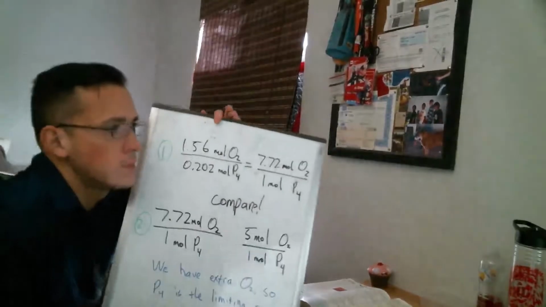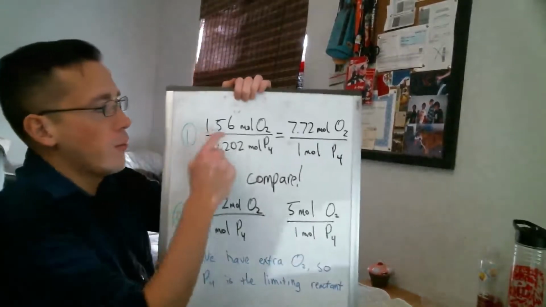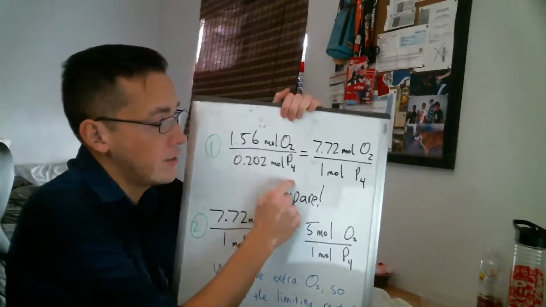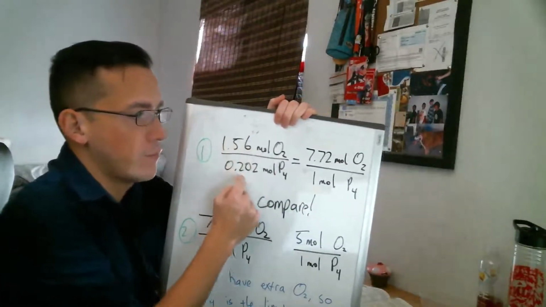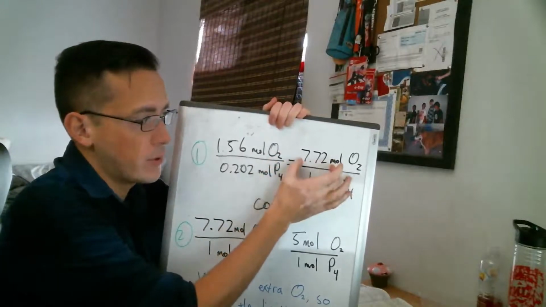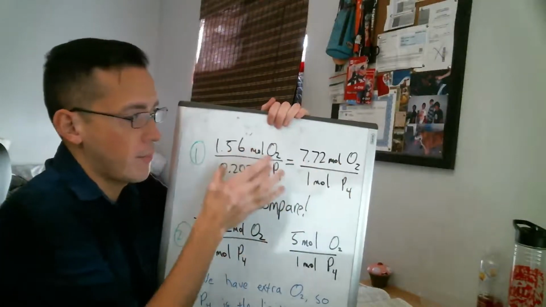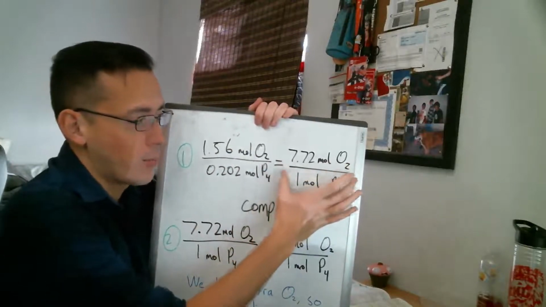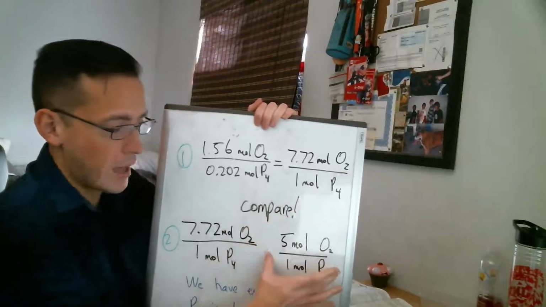Okay, so we have 1.56 moles of O2 for every 0.202 moles of P4. And then I said all we have to do is divide that by that, and we get 7.72. 7.72 divided by 1 is the same thing as this. Okay, so now we're going to compare our problem with our balanced chemical equation.